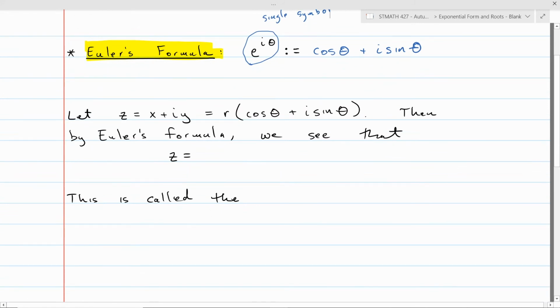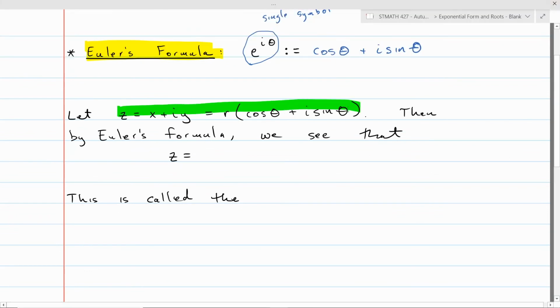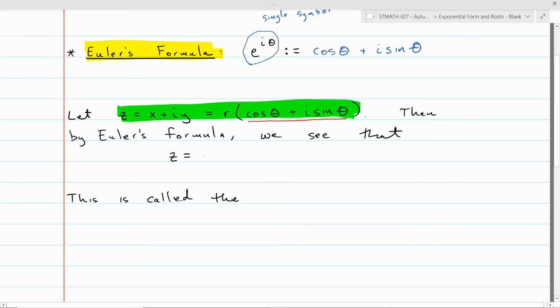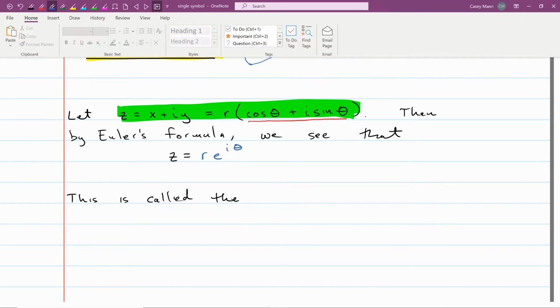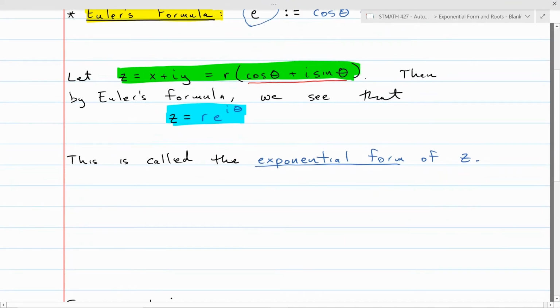When we put a number into its polar form, which I've done right here in green, look, inside the parentheses, that's the right-hand side of Euler's formula, right? So that means that the complex number you started with, z equals x plus i y, if you figure out what its r and its theta are, then you can write that complex number in the form z equals r times e to the i theta. This is what we call the exponential form of z, and this is a very handy-dandy way to look at complex numbers.